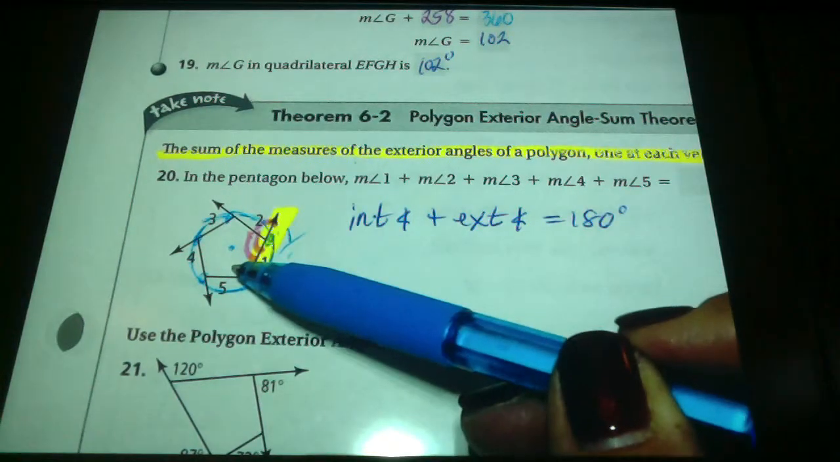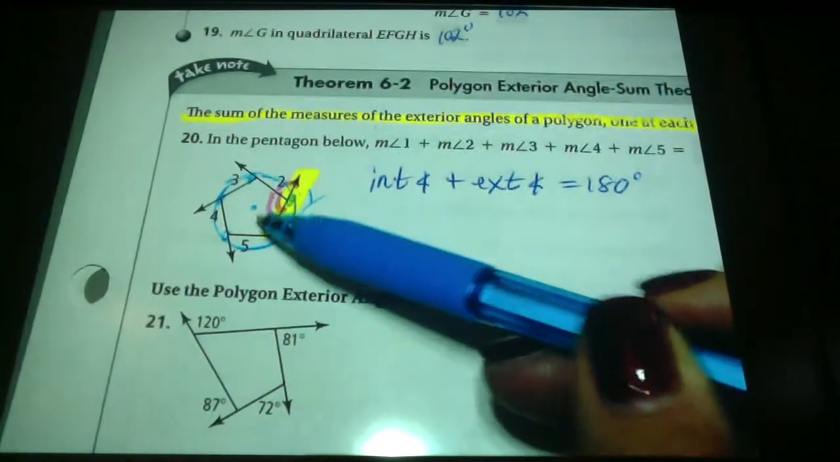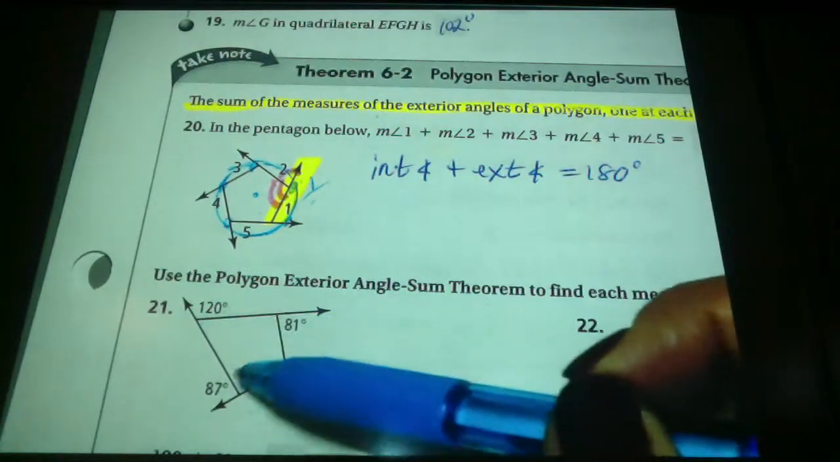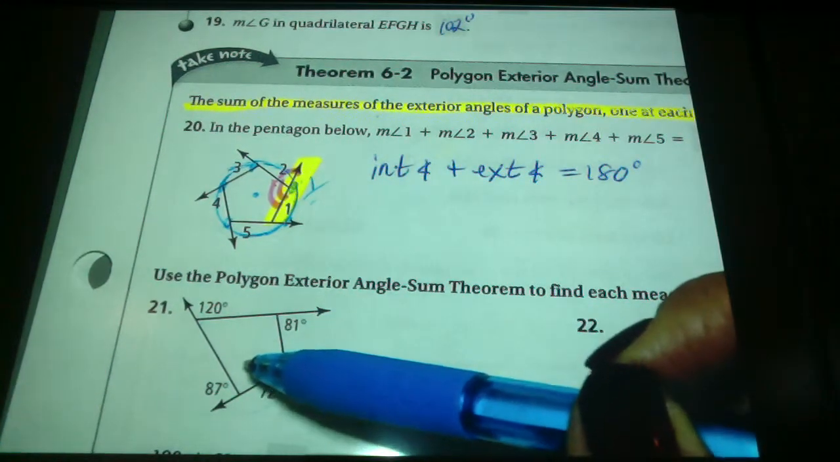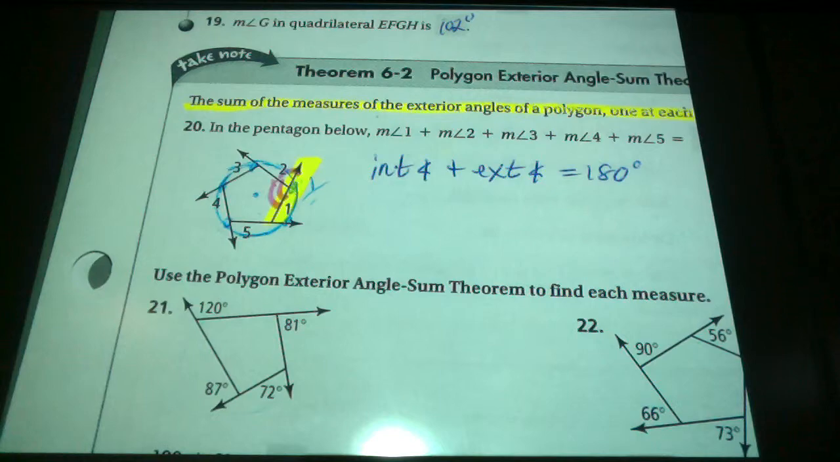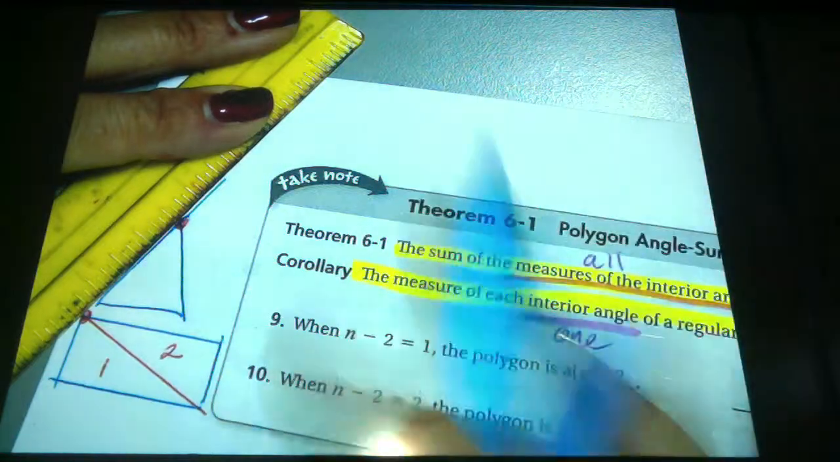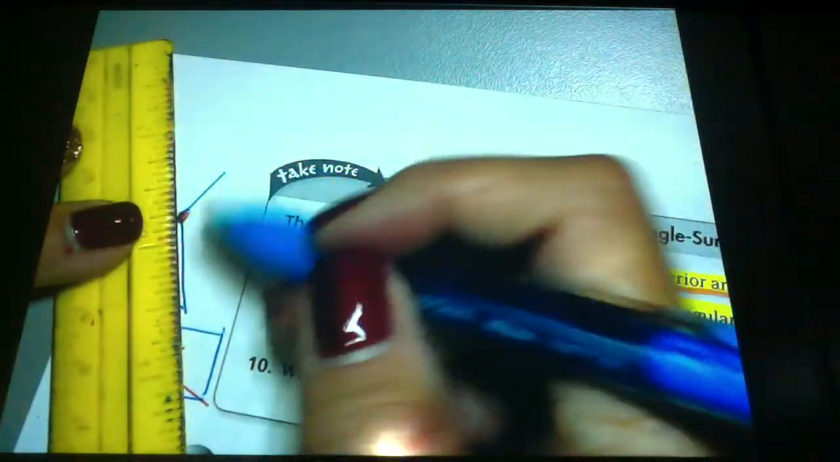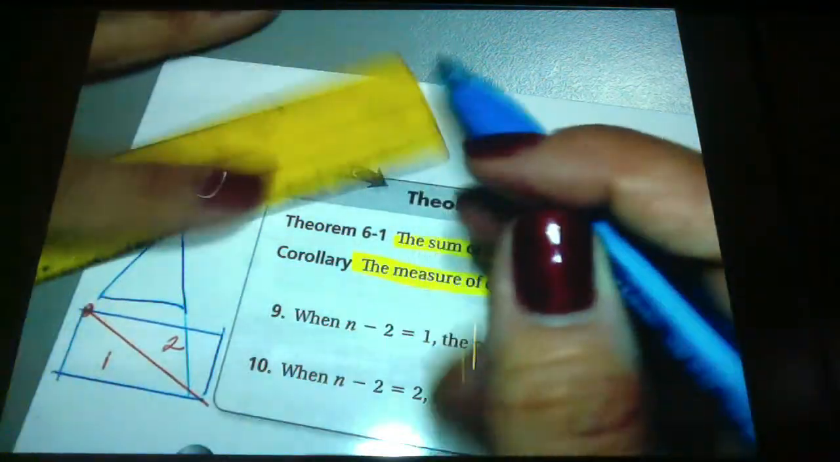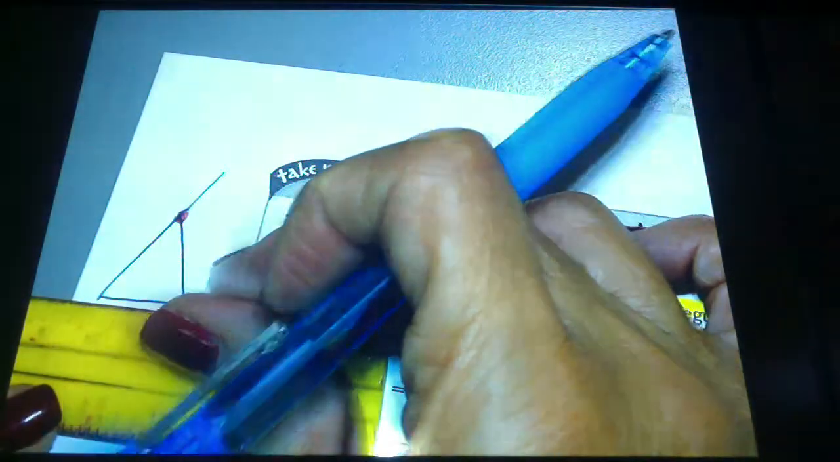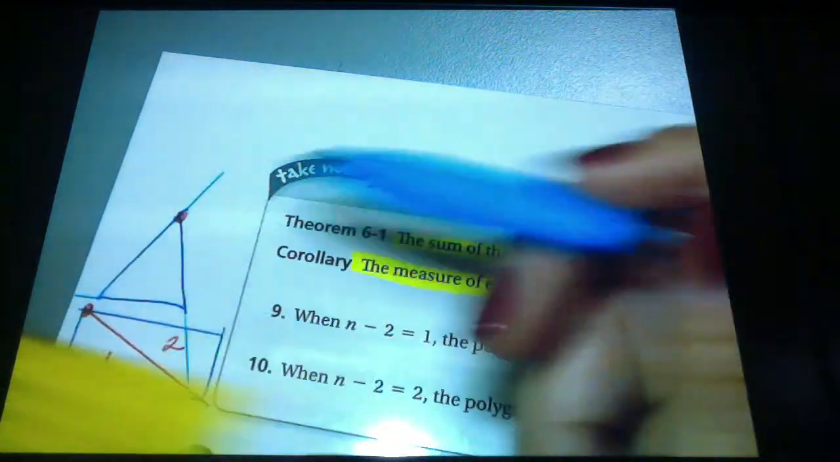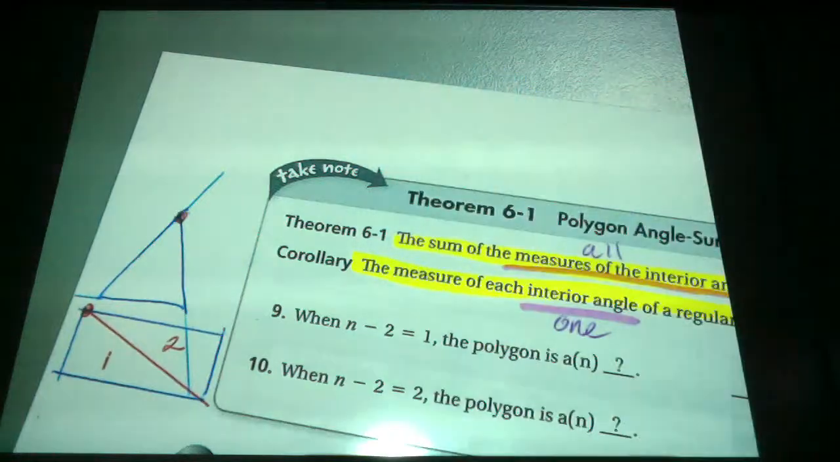How many sides does this have? 5. How many sides does this have? 4. Doesn't matter, even with a triangle. Think in terms of a triangle. So if I took my triangle that I drew over here, let's extend the sides. Let's extend this side, this side, and this side. And let's just pretend, for chuckle's sake, that I have an equilateral triangle.